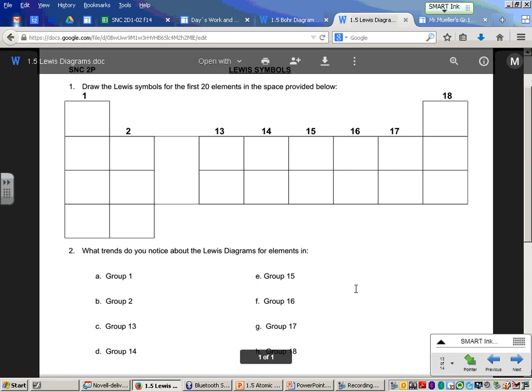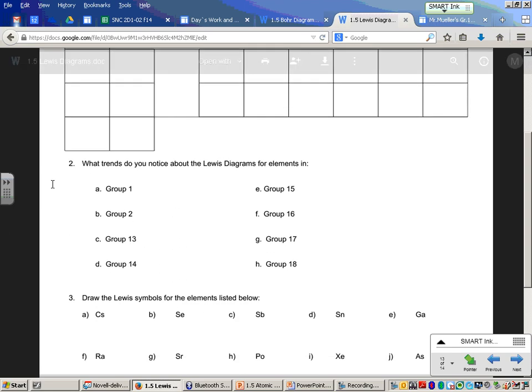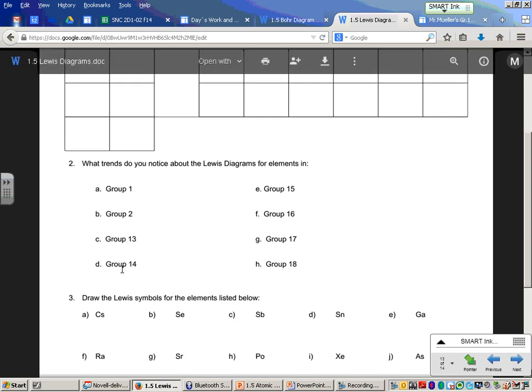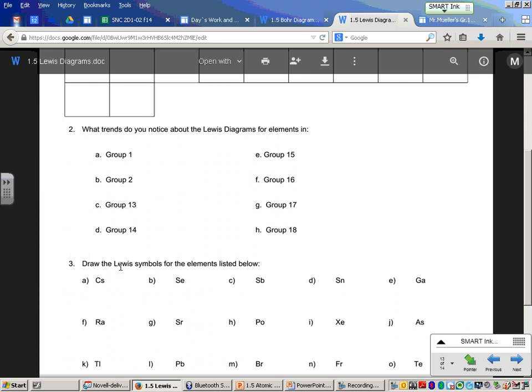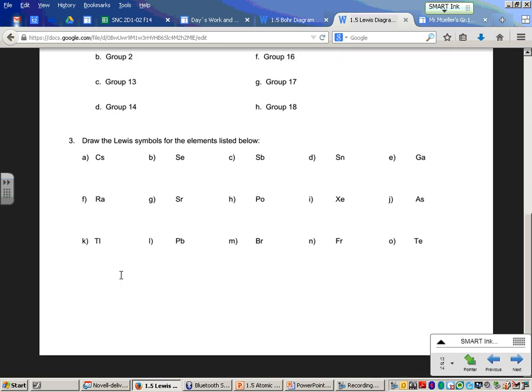So for this one, it says, do them all the way up to calcium again. Go ahead and do that, all right? And then down here, what trends do you notice about the Lewis diagrams in all the groups? It's the number of dots. That's not a tough thing. But down here is the real practice. Use your periodic table and put the appropriate number of dots around each of the symbols. Find it on the table. Find what group number it's in. Put your dots around it. So that's your homework. I do have the answers to this in the homework solution sections on the course content page.